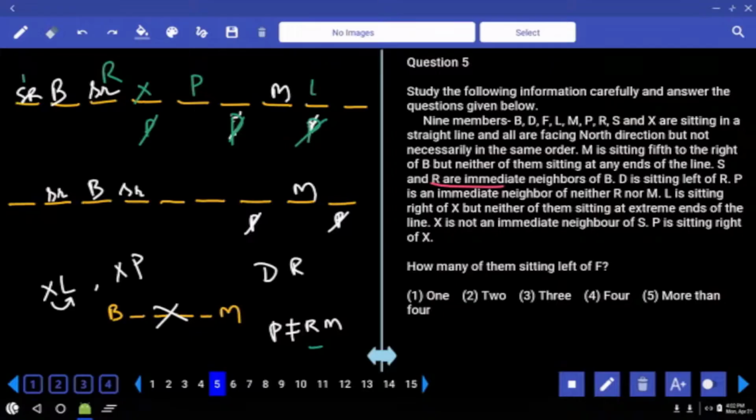Then L and X must be like this. Can you have L and X like this? No. Why? Because neither of these two are at the extreme ends of the line. L and X must be together. Hence R cannot be at this place.